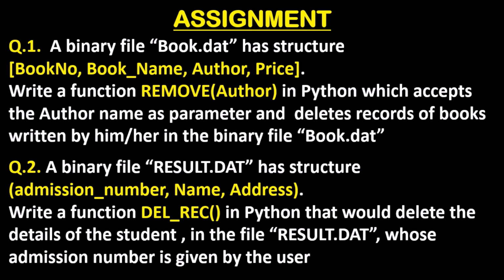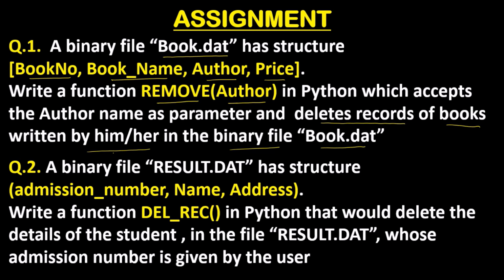Next, a few questions which you have to do. The first one is that, given a binary file book.dat where data has been stored as list objects, each containing book number, book name, author name, and price, you have to write a function remove with a parameter author name to delete records of books written by this author from the binary file book.dat.